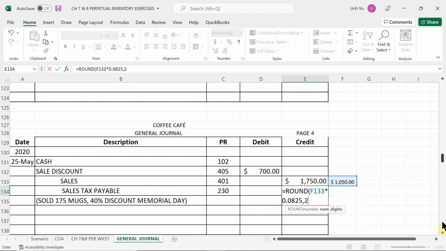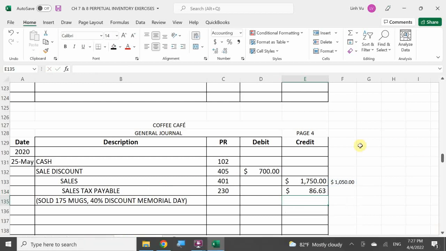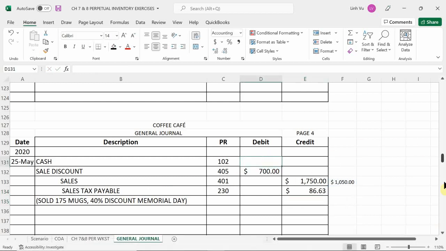So that should give me a total of $86.63. Okay? So if I want to think about it this way, right? If my total amount that I'm supposed to be receiving out of the sales was $1,050, I need to add the tax of $86.63, and that's going to give me my $1,136.63.